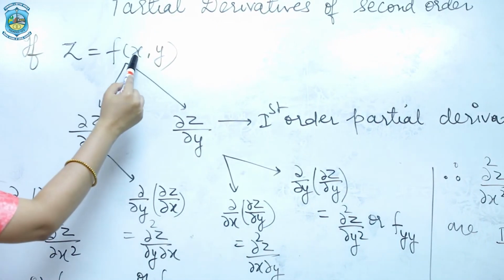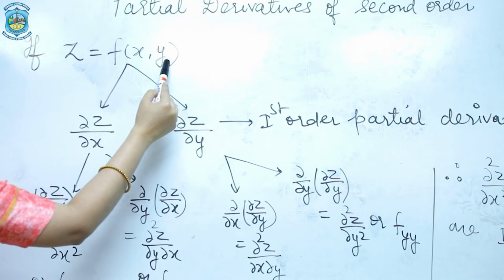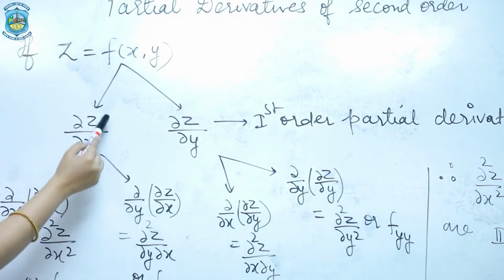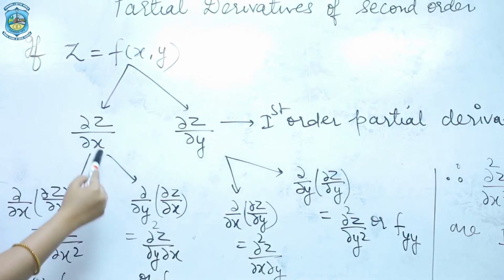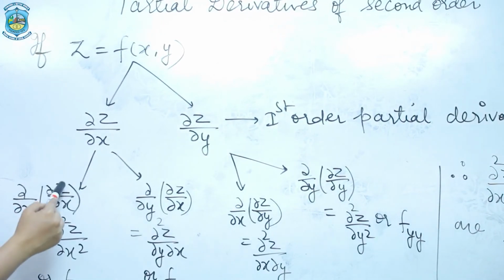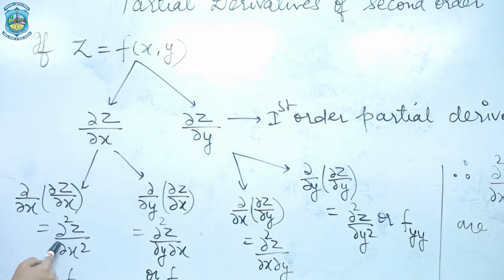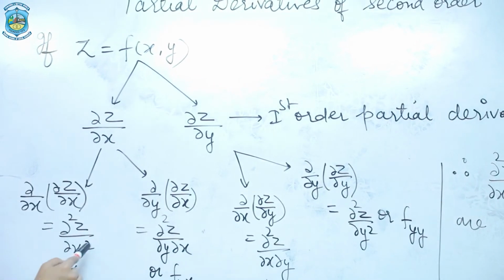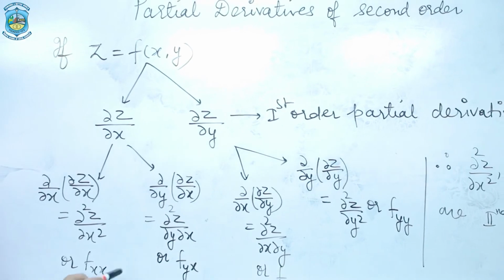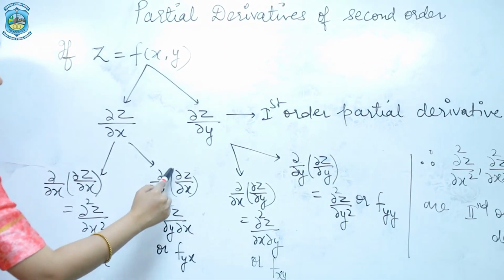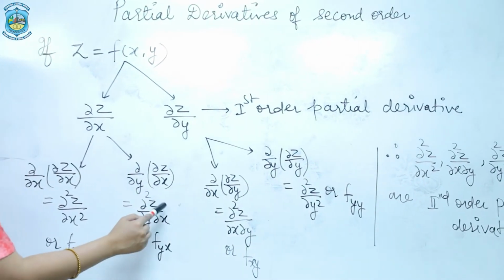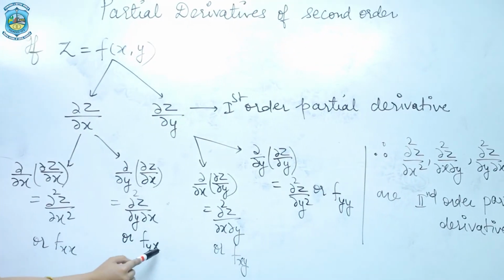Because here z is a function of two independent variables. If z is a function of three independent variables, then we will differentiate this derivative with respect to all three independent variables. So, coming back, ∂/∂x of ∂z/∂x will give you ∂²z/∂x². Now, this is a second order derivative, which is also denoted by fxx. Similarly, ∂/∂y of ∂z/∂x is written as ∂²z/∂y∂x, which is also denoted as fyx.